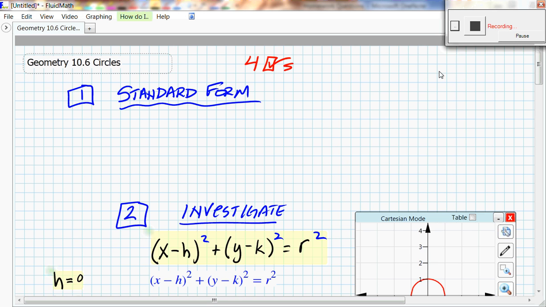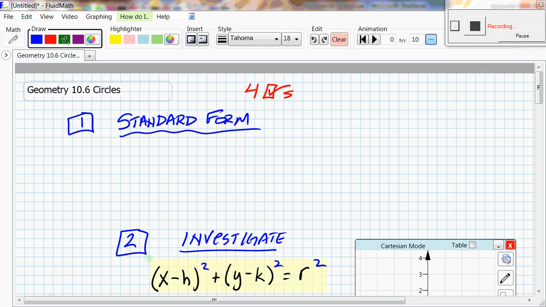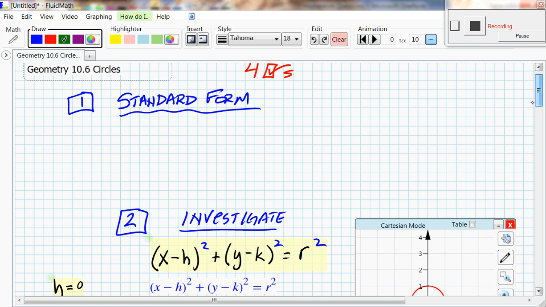But everybody get set up here. We're going to introduce to you the standard form for a circle. So let me give myself this, okay? And the part that we need to know is this. Standard form of a circle is going to be x minus h, quantity squared, plus y minus k, quantity squared, equals r squared.